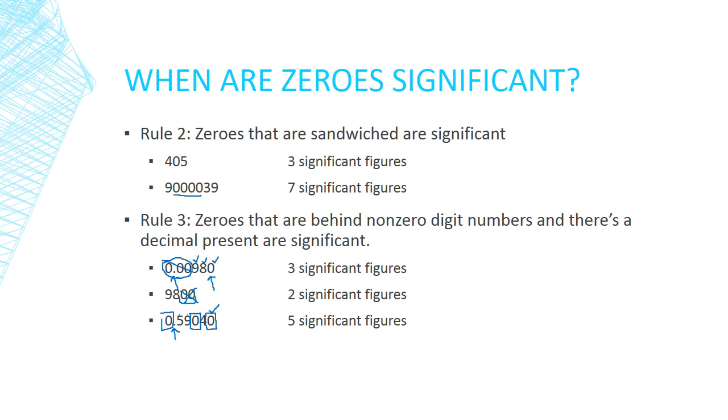Now, what about the 0 out front? It is not behind a non-zero digit. So even though there's a decimal present, it's not behind a non-zero digit, so it is not significant. So the last 5 numbers are all significant.